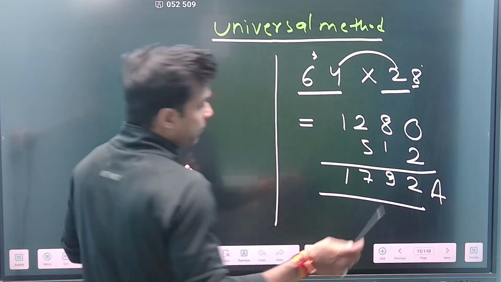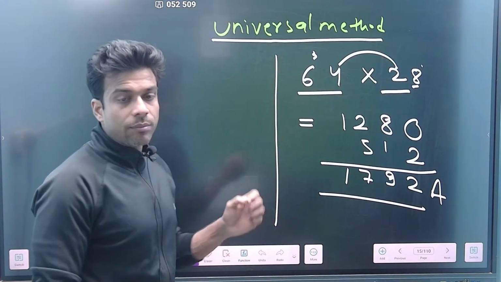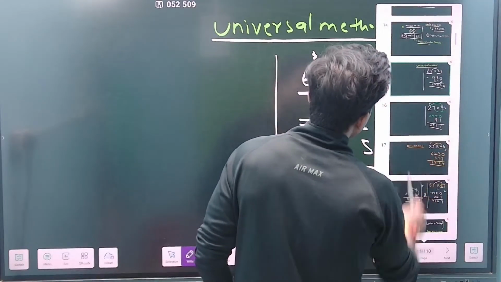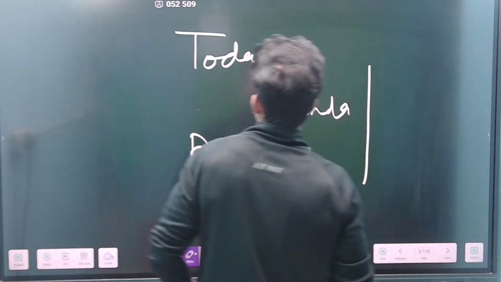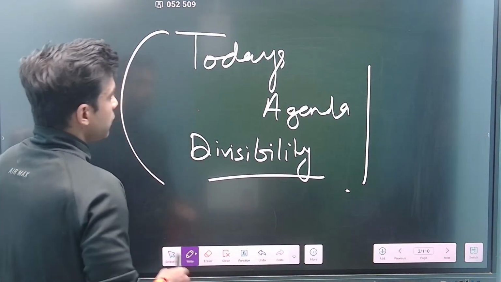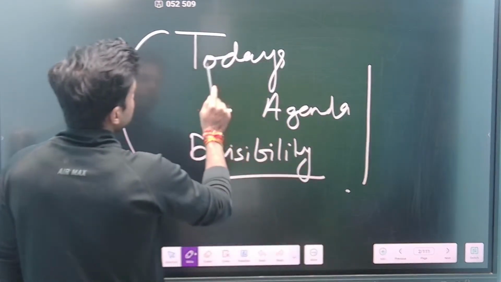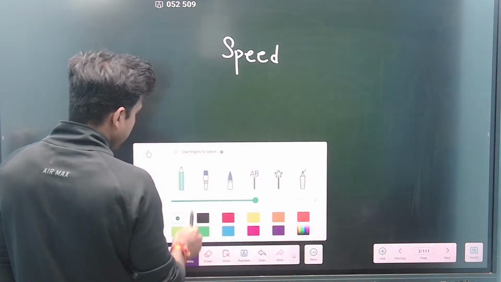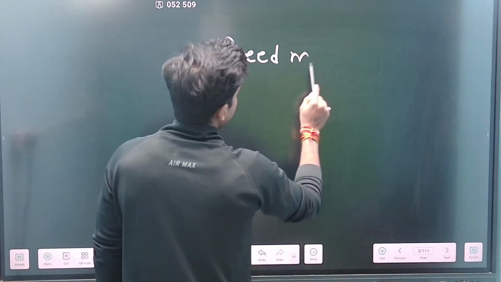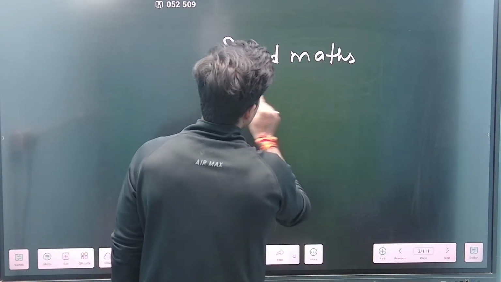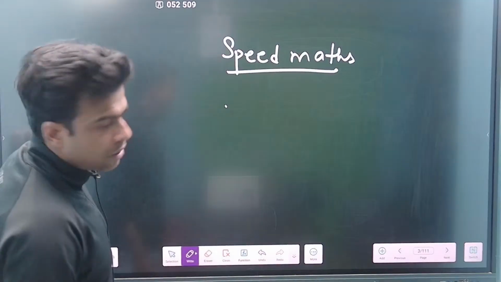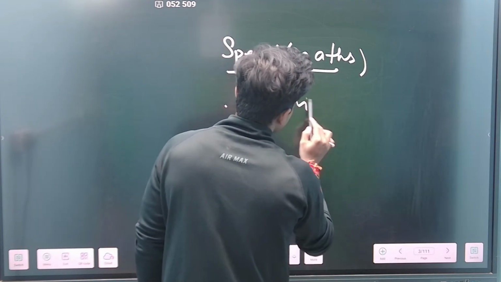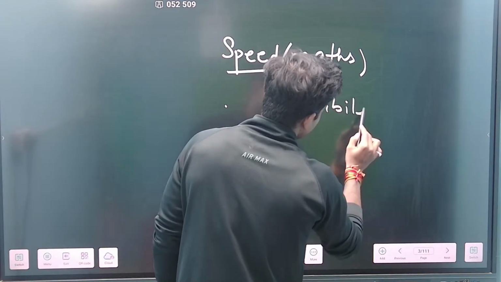Now we have done the multiplication. Today's session I would be starting, as I said, with divisibility. This is a very important concept, and it will help you in speed maths. If you are good at speed maths but want to be at the top, you should have the skill of divisibility. You should know how divisibility is used, and what the application of this divisibility is.